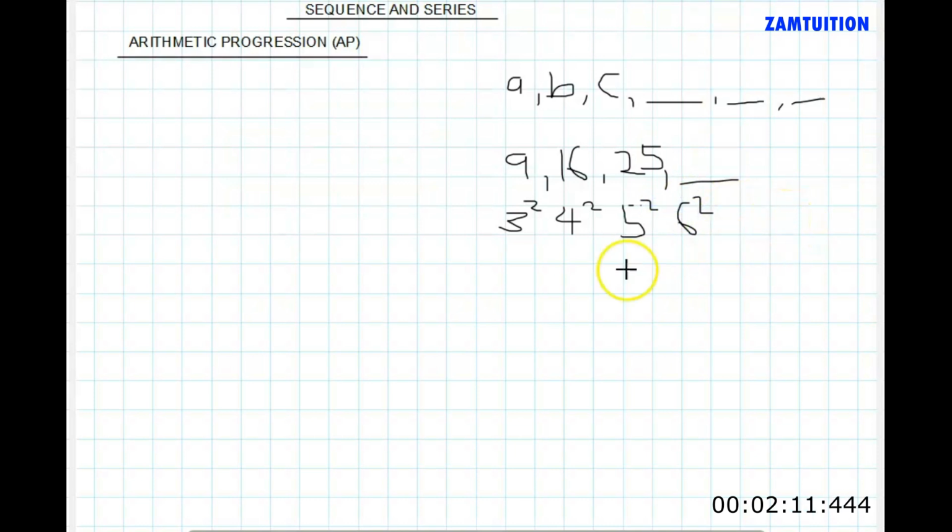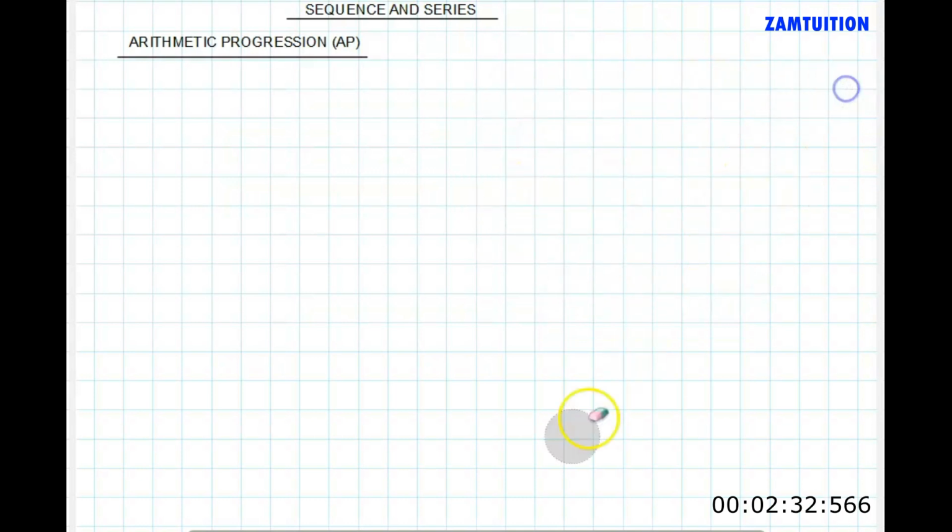Now, in a case whereby you want to find the 100th term, meaning the term which is on 100, how do we find that one? So this is where now a formula comes in. For us to find the term which will be there, we have to use a specific formula.